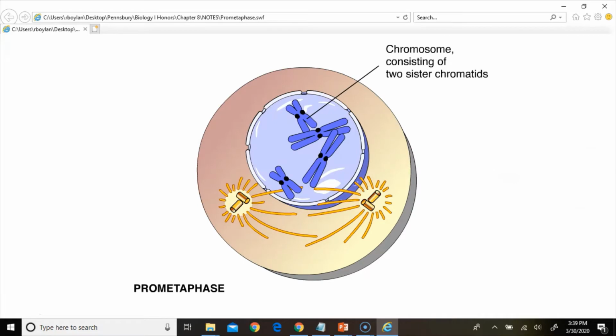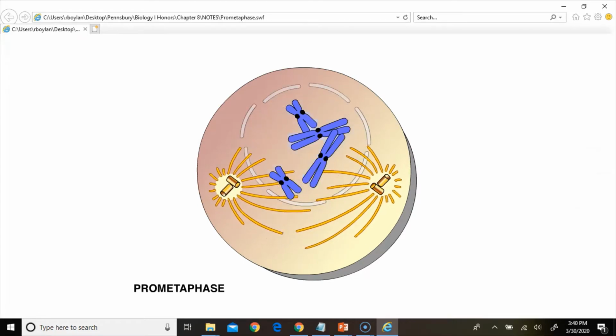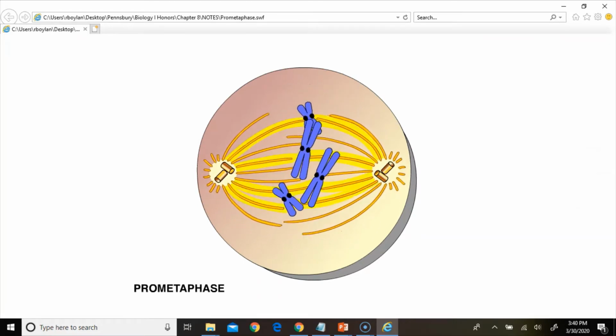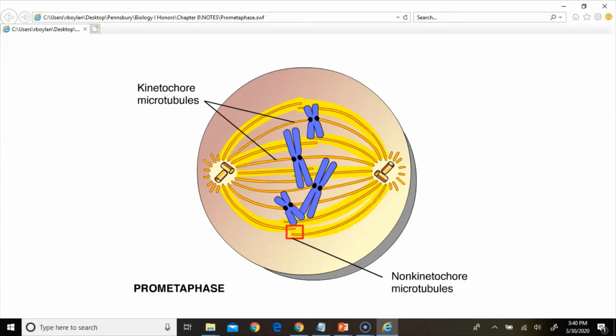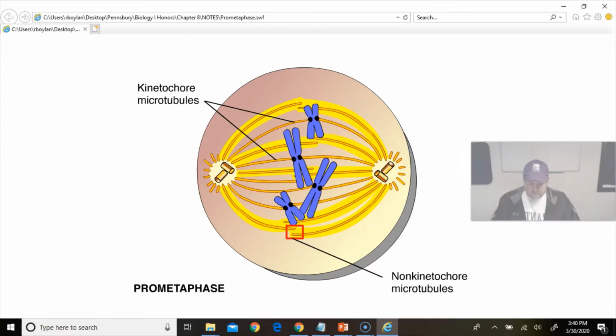Okay, and like I said, you can just consider this late prophase. During prometaphase, the nuclear envelope breaks into fragments. Some of the spindle fibers reach the chromosomes and attach to kinetochores, structures made of proteins and specific sections of DNA at the centromeres. Non-kinetochore microtubules overlap with those coming from the opposite pole.